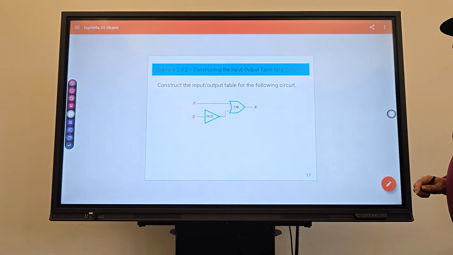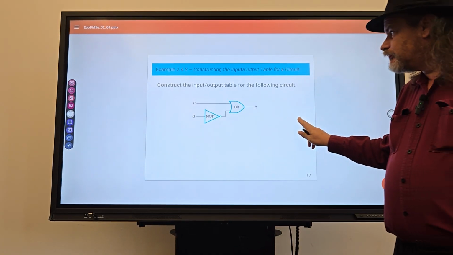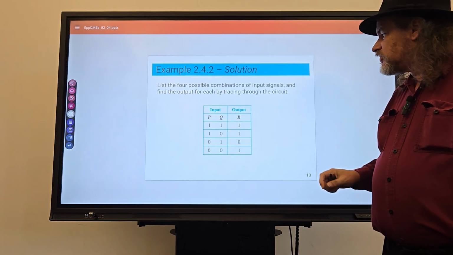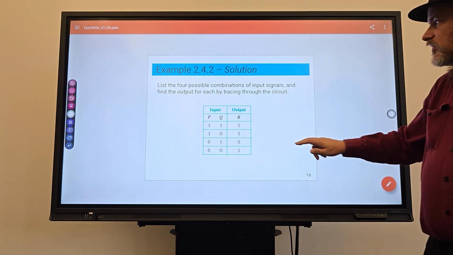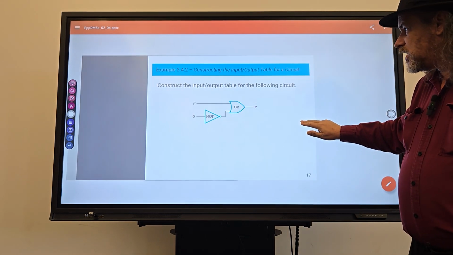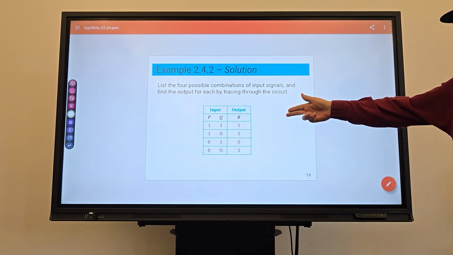Now you can do a full input-output table for a circuit, doing the same thing by just tracing each combination of inputs to the output column. So the four possible combinations of input signals for this circuit ends up being this.